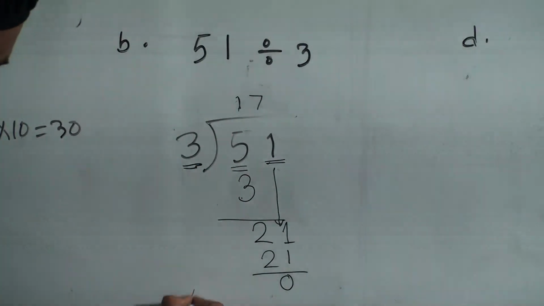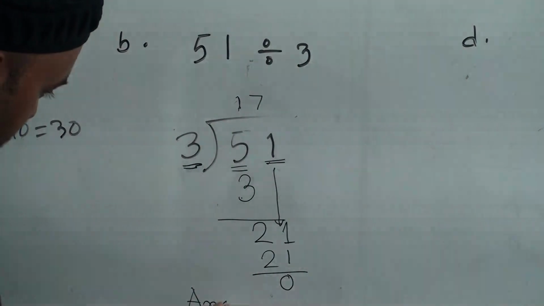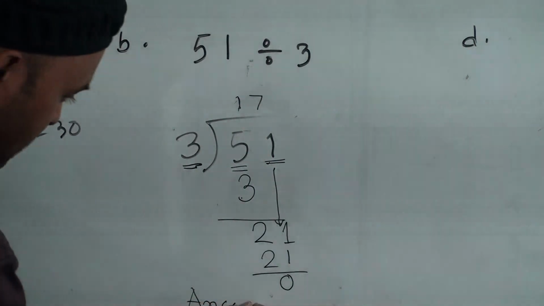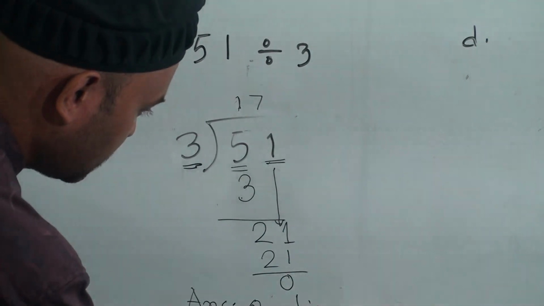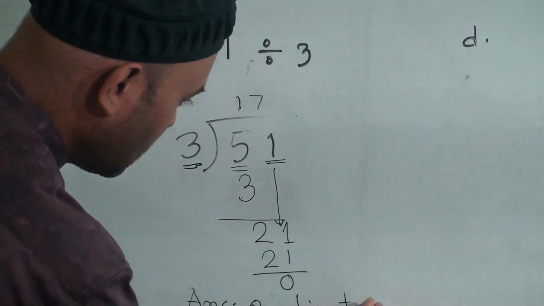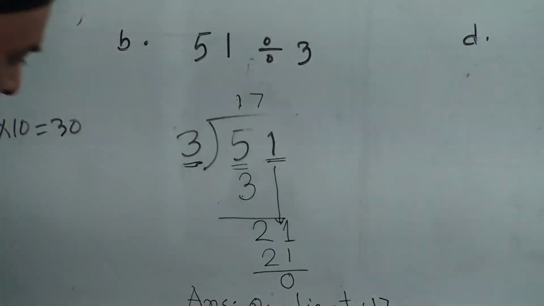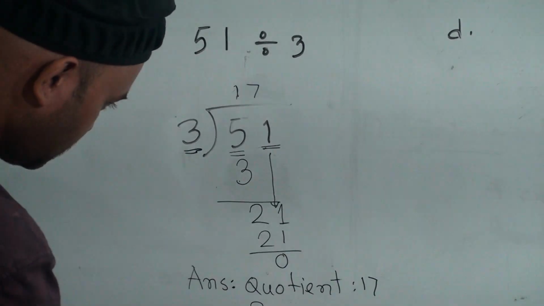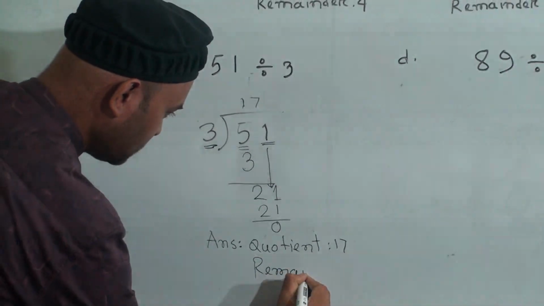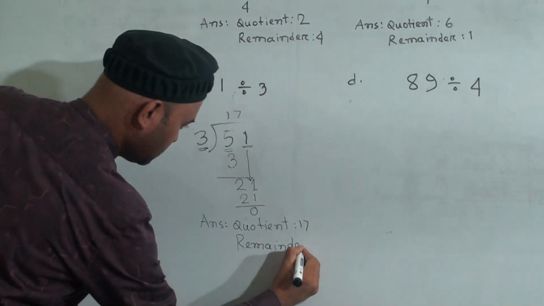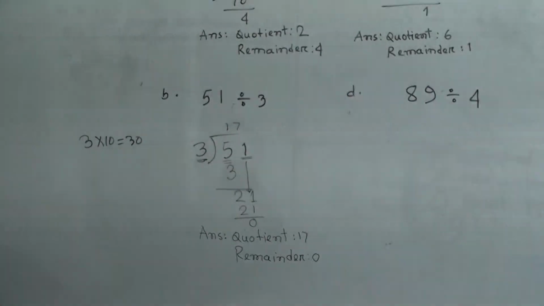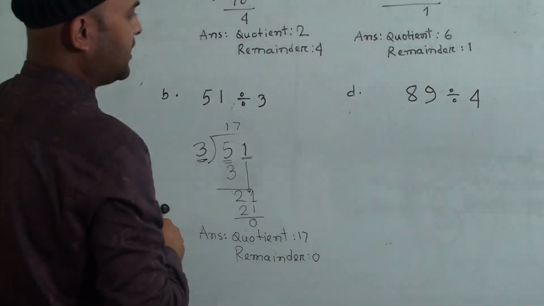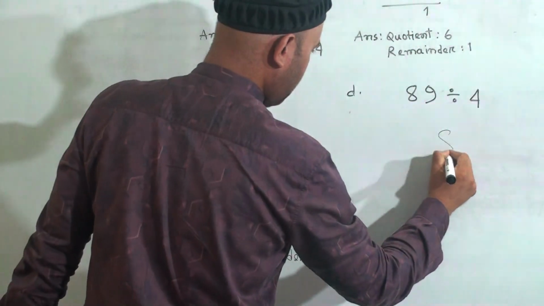So the answer is quotient 17 and remainder is 0.